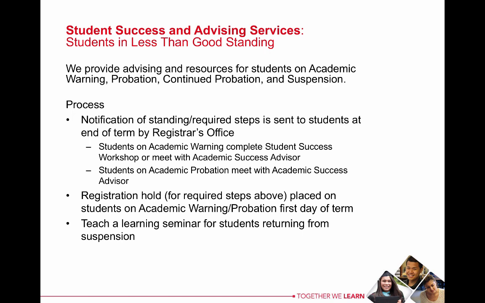If students are placed on academic suspension, they actually have to sit out for at least 1 term before being able to resume classes. And if they happen to get a second suspension, they are required to sit out a year. Our office works with the students who are returning after that break. They are required to take a learning seminar class their first term back, and that is taught by staff in Student Success and Advising.